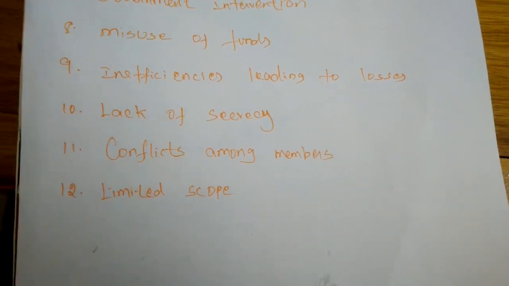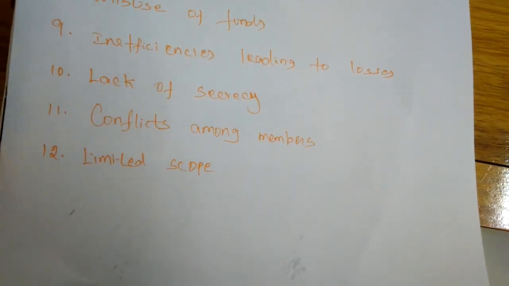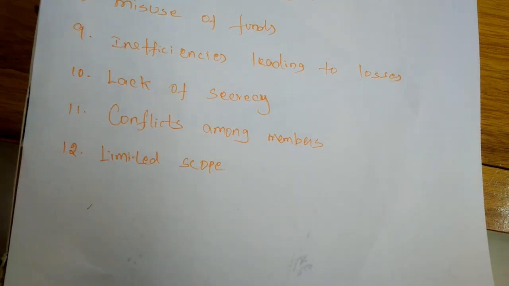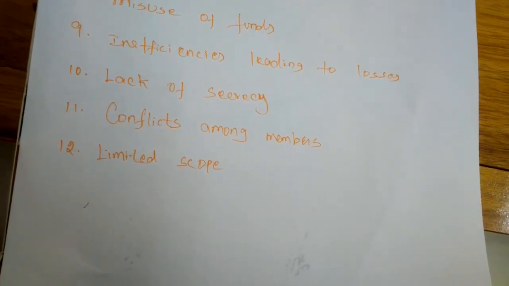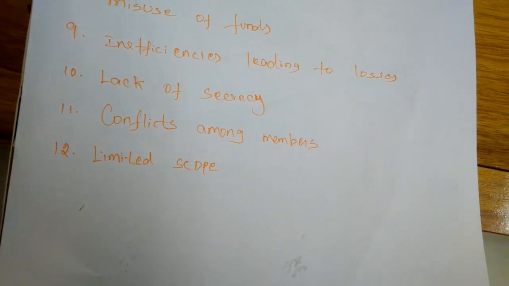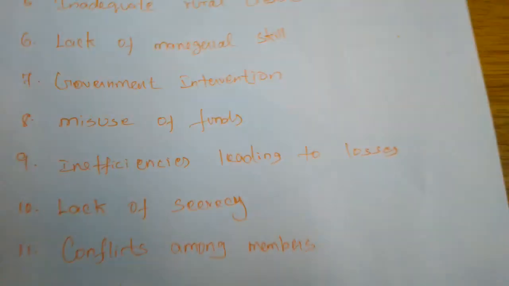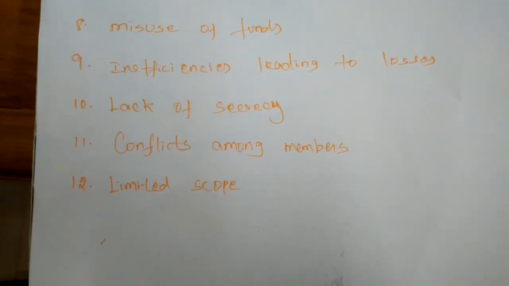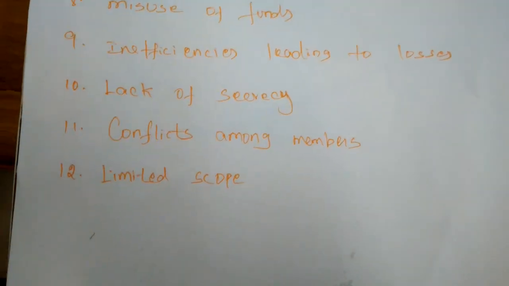Next, the limited scope. Cooperative societies cannot be introduced in all industries. Their scope is limited to only certain areas of enterprise. Normally, the cooperative organization is very suitable to produce agricultural commodities or agro-based industries only.